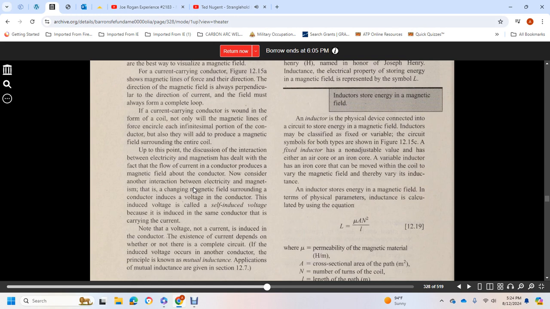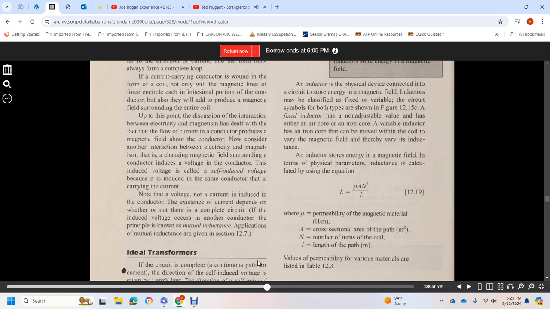This induced voltage is called the self-induced voltage because it is induced in the same conductor that is carrying the current. Note that the conductor induces a voltage, not a current. The existence of a current depends on whether or not there is a complete circuit. If the induced voltage occurs in another conductor, the principle is known as mutual inductance, and an application of mutual inductance is given in section 12.7.